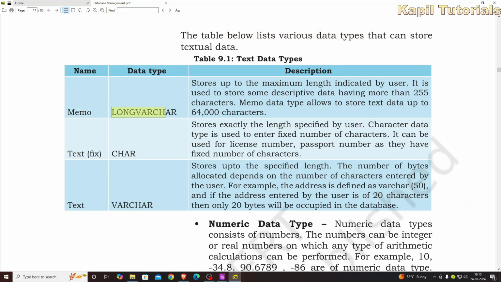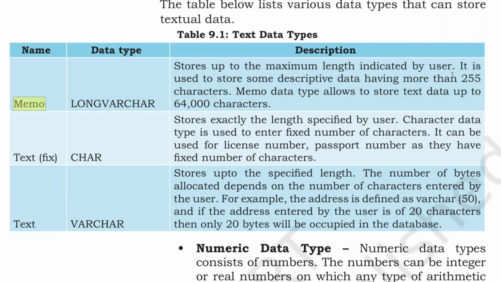Memo data type, long varchar. It stores up to the maximum length indicated by the user. That means the maximum length of data which the user wants to enter in the table inside the database. In that case, the user will take memo as a data type. It is used to store descriptive data having more than 255 characters. Memo data type allows storing data up to 64,000 characters. 64,000 is a huge number. Okay.